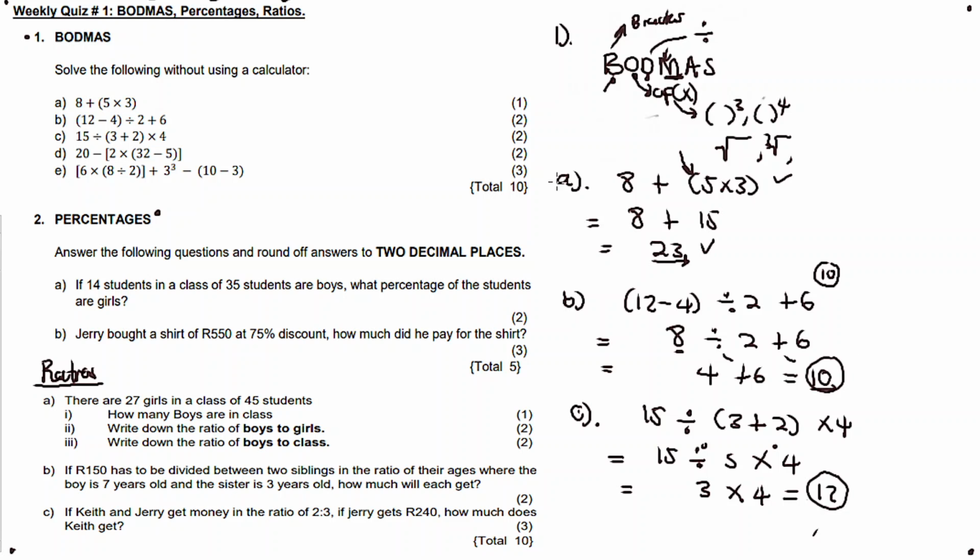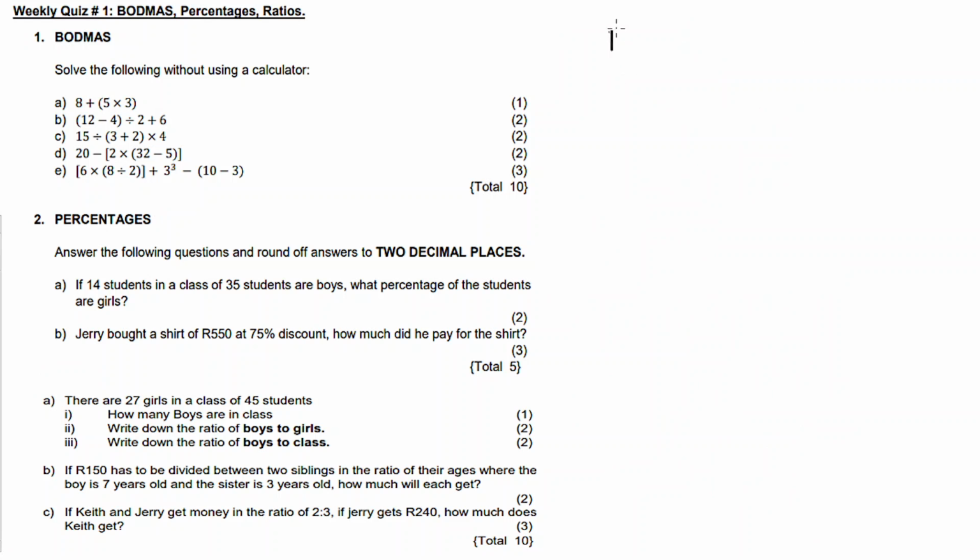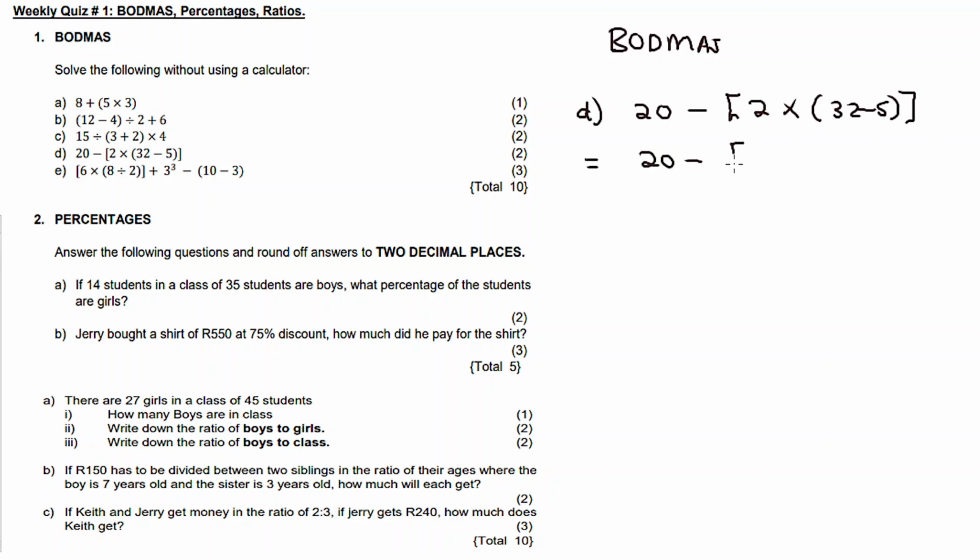So far we have covered A, B, and C. Let's do D and E as well. BODMAS, this is my rule. So D, I have a 20 subtracting a bracket of 2 times another bracket of 32 minus 5, close bracket, close that bracket as well. Okay, so equal to, it's gonna be a 20 minus open bracket.